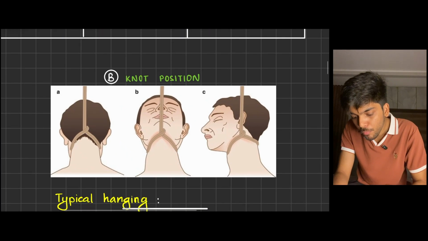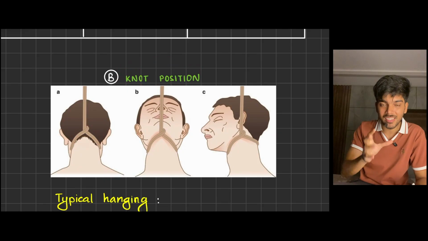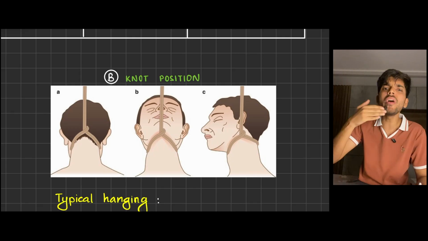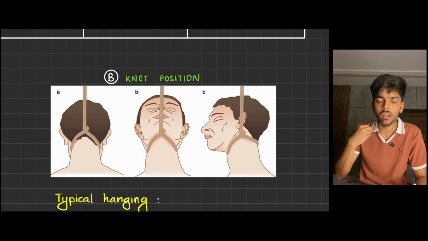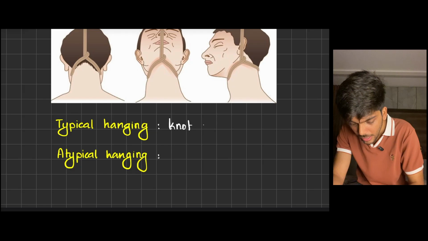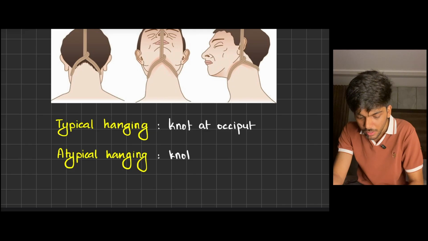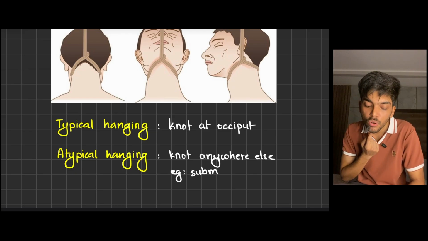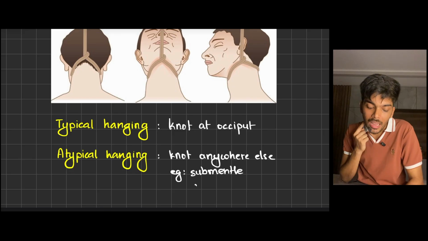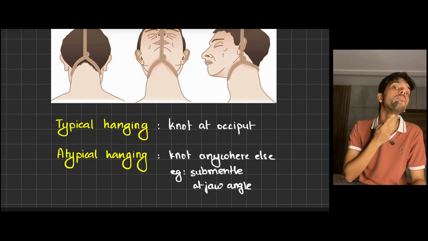Next is on the basis of position of knot. If it is on the occiput, right here, then that's typical hanging. If it is anywhere else other than occiput, then that is atypical hanging. So typical hanging is when there is a knot at the occiput. Atypical hanging is when there is a knot anywhere else other than the occiput. For example, it can be submental, just below the mental, or it can be at the jaw angle, below the ear, or anywhere between submental and jaw angle.